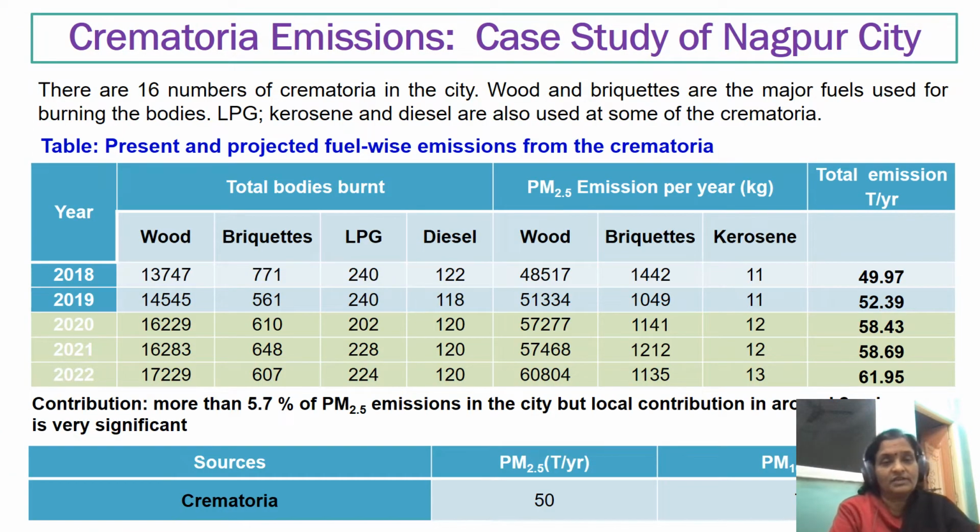Now this is the case study of Nagpur, from 2018 to 22, 2018-19 being the base year, and from there onwards we have taken the projection scenario. So this is the wood, briquette, LPG, and diesel, that is, the body is burnt under these sources, and PM 2.5 is emitted because of these sources. The total emissions coming out is about 5.7% of PM 2.5 of the total area sources of the city.